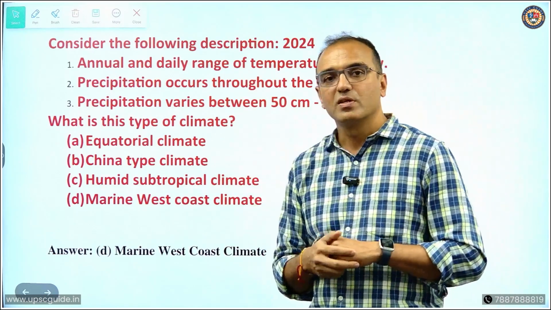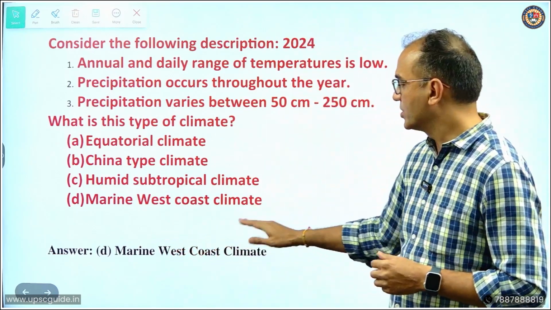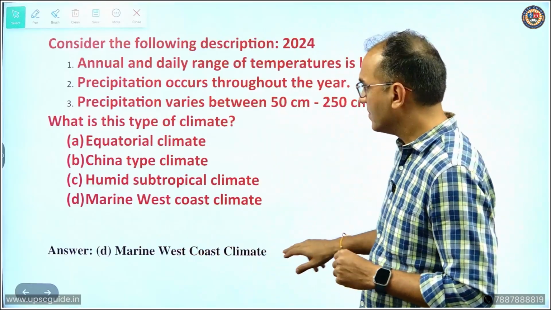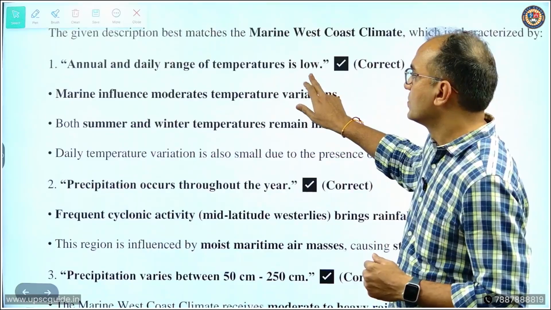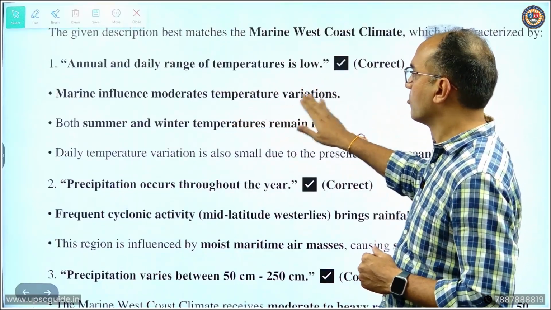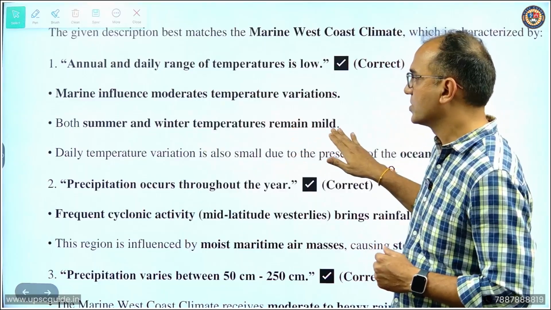Now this is a description which fits D, marine west coast climate. Why? Let us see. Annual and daily range of temperature is low. Marine influences moderate weather variations. Both summer and winter temperatures remain mild.